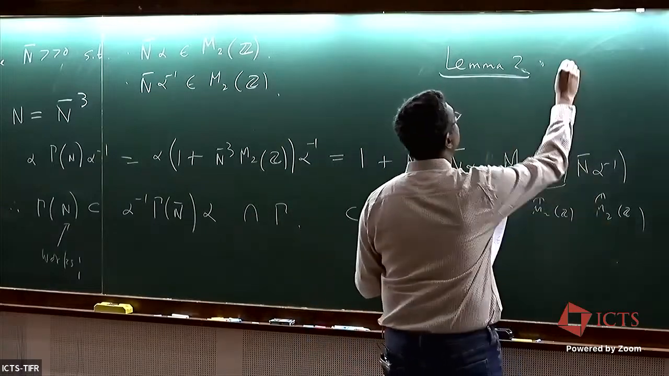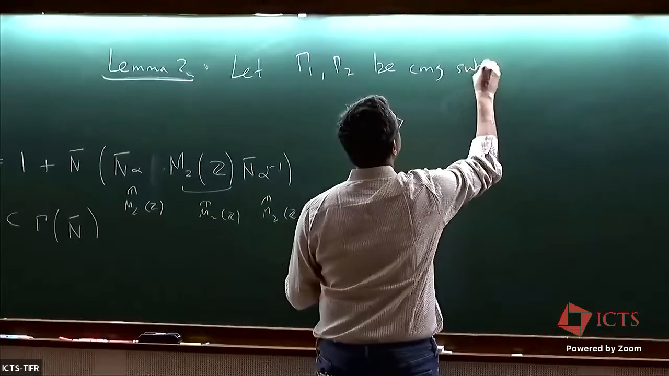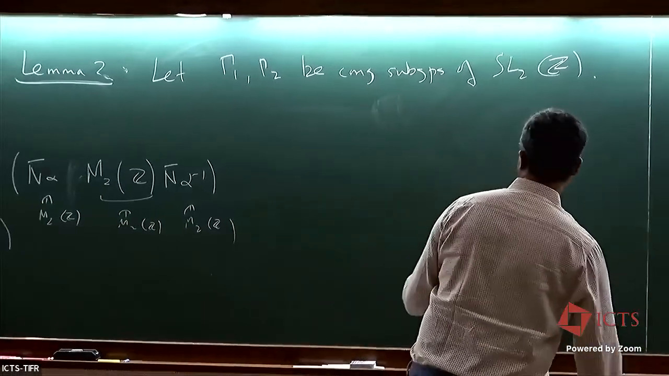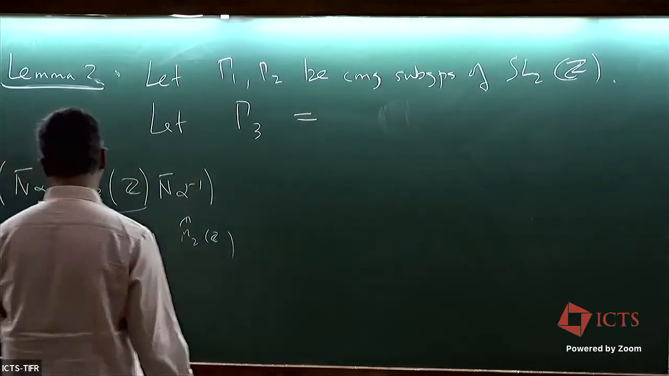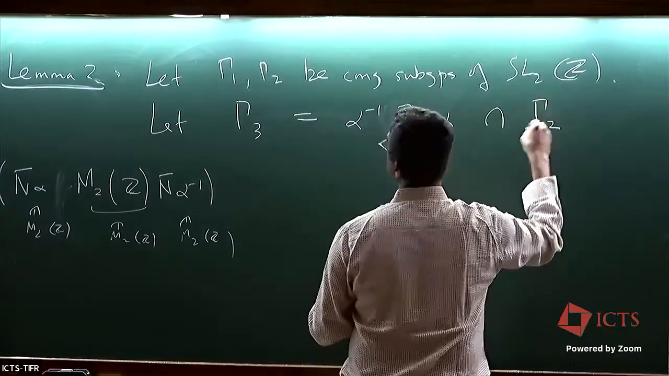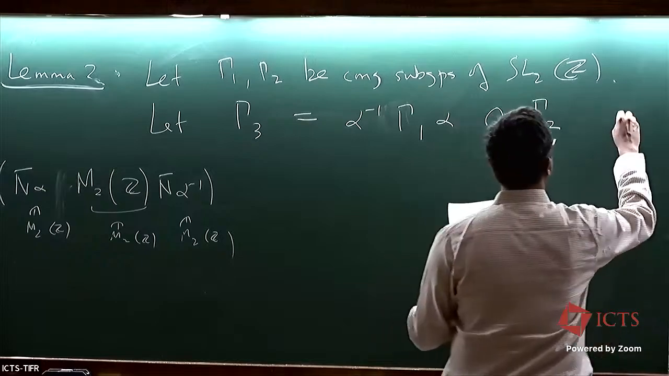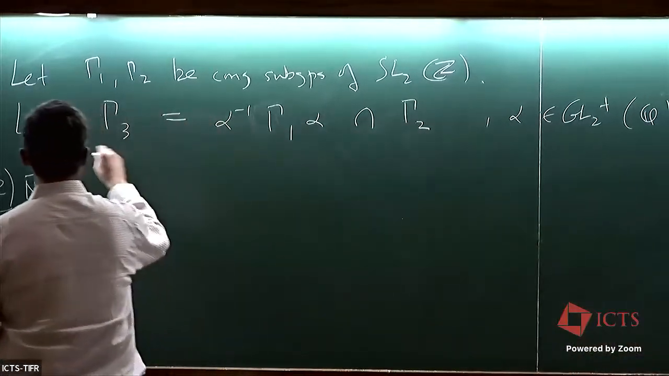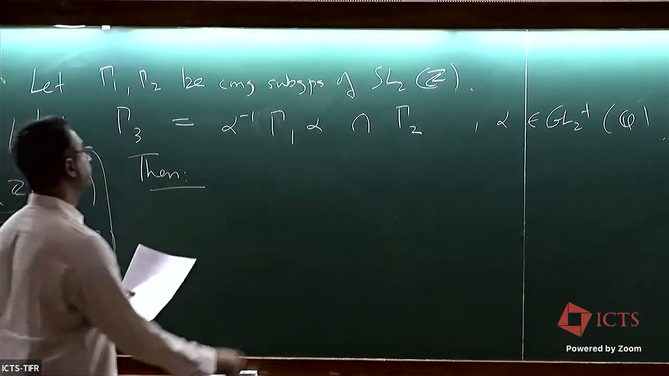Okay, so suppose that you have two congruent subgroups. And let gamma 3 be the following intersection that came up in the previous lemma: alpha inverse gamma 1 alpha, slightly different, intersected with gamma 2, a bit more general maybe, for alpha belonging to GL2 plus Q. Then we have the following bijection of cosets.